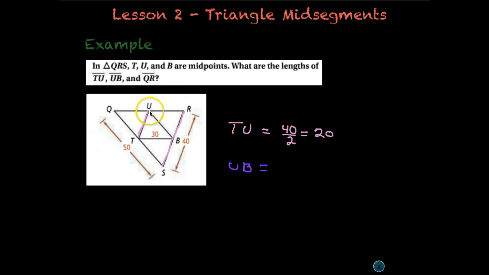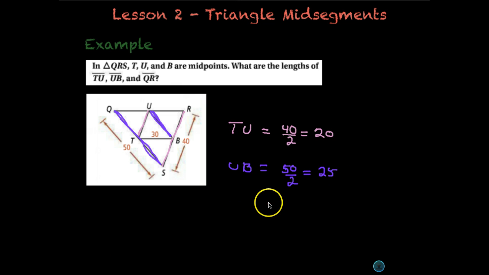UB is right here. And UB is going to be parallel then to QS and also equal to half the length of QS. Well, QS is 50, so UB is going to be 50 divided by 2, which is just 25.